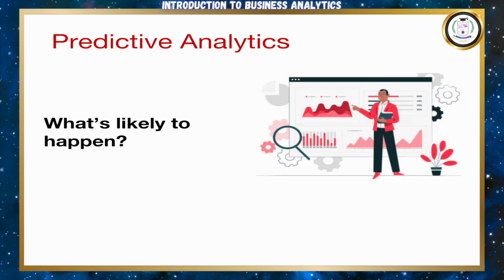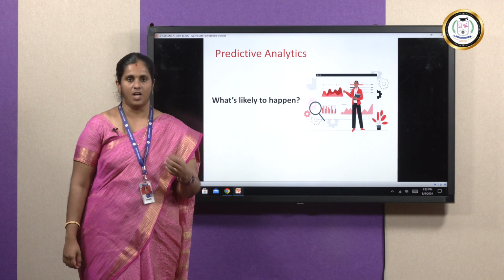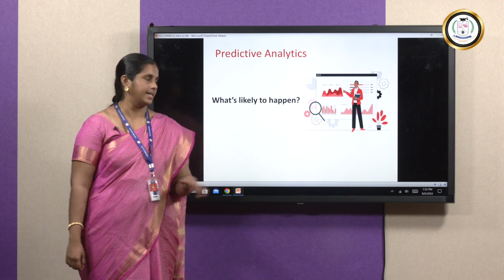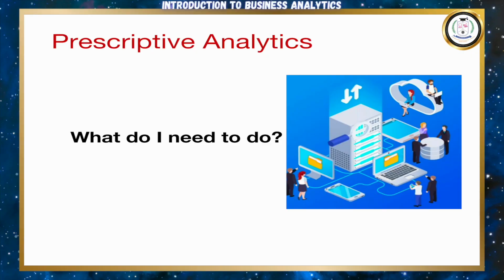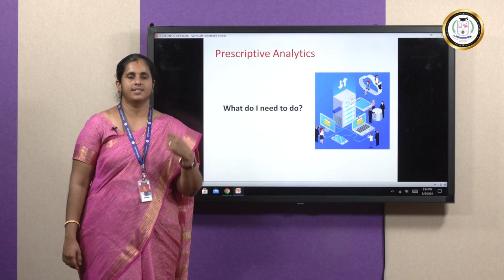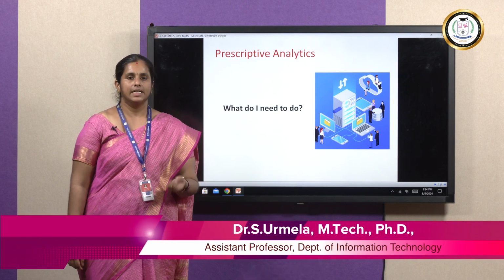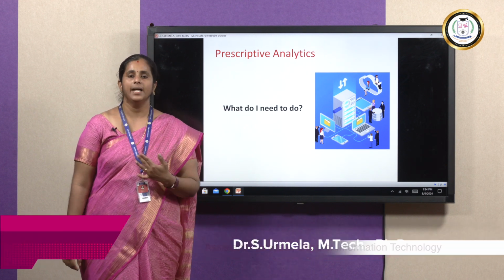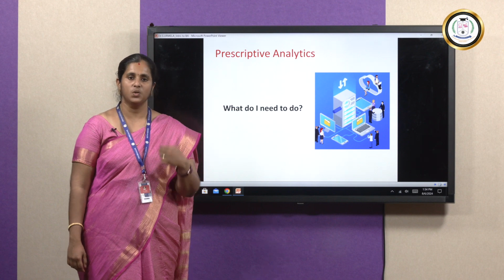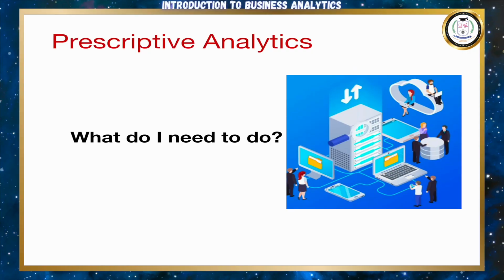The third category is predictive analytics. This is what's likely to happen, what the future outcome is going to be from the history data. The last category is prescriptive analytics. It is nothing but what do I need to do. Something has happened, and this is the outcome. From that, I get a decision, and I have to decide whether I can implement that decision in my business environment or not. So these are the four categories of business analytics.